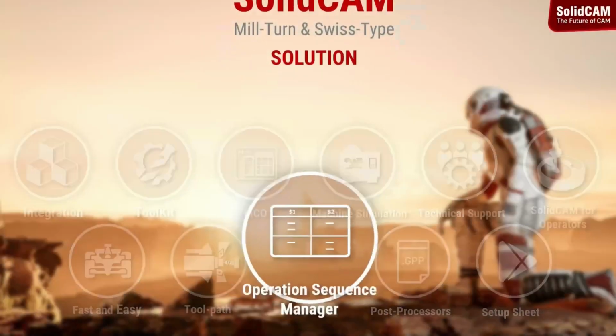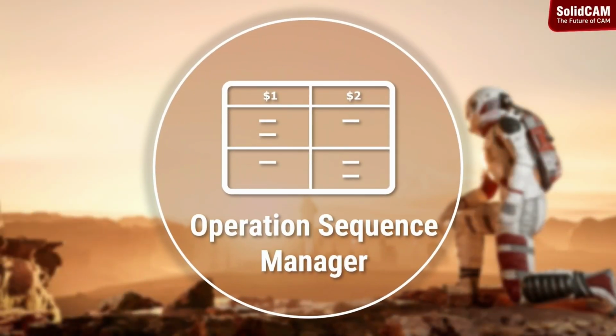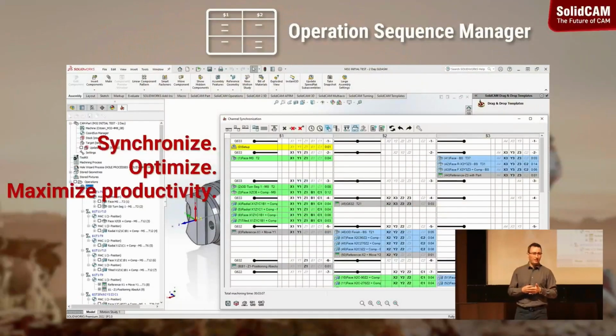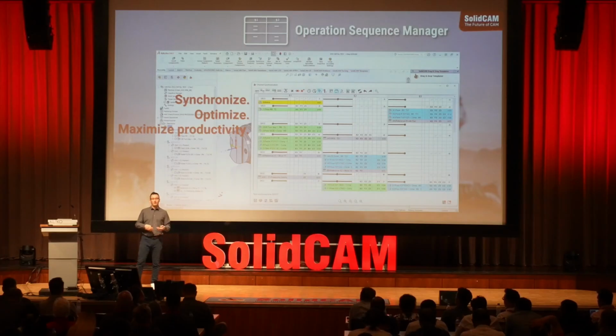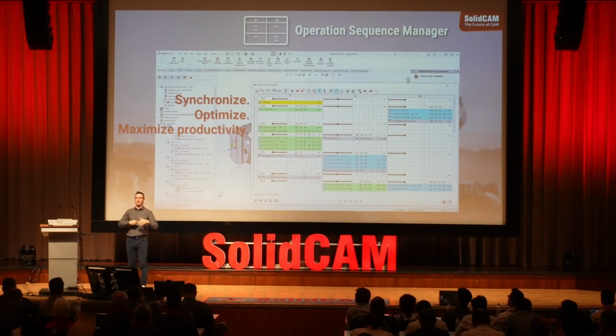Great. Operation Sequence Manager. Yeah, it used to be called channel synchronization. Many of you are asking why we changed the name to Operation Sequence Manager. I will talk about that tomorrow, and it will be much more clear why we changed the name. For now, you need to understand that without this tool, none of the Miltern multi-channel machines can be controlled. The way machines communicate, because they have small machine groups within one machine, is with wait commands, yes?